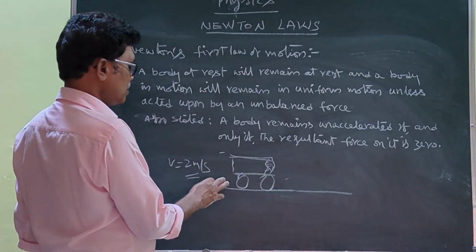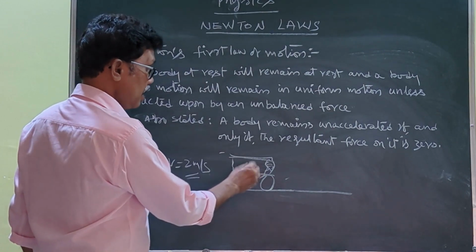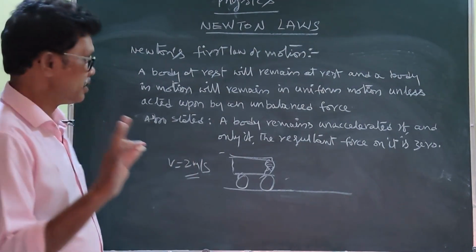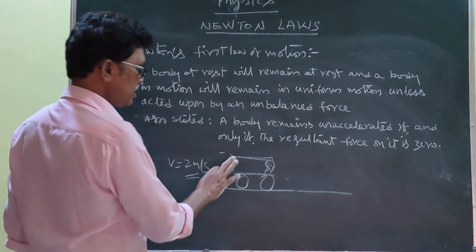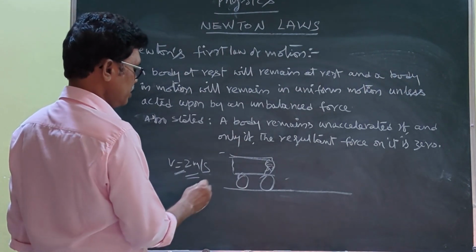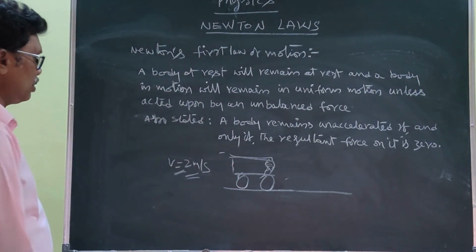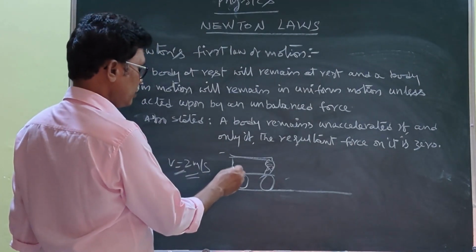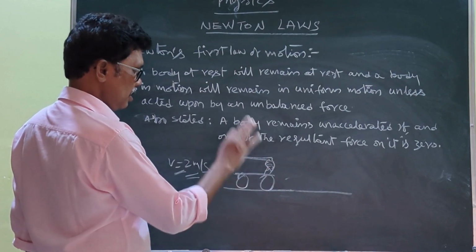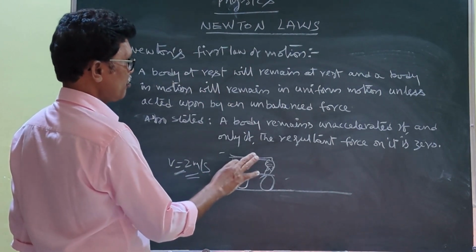So unless an external force acts upon this object, the acceleration is not increased, which means the velocity is not increased. That state is also called the law of motion. Of course, when the object is in the stationary condition, that is also called the law of motion.